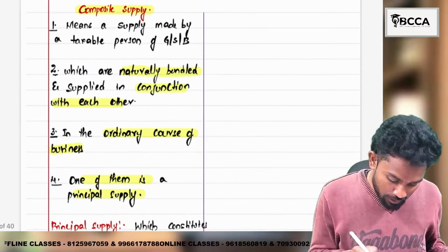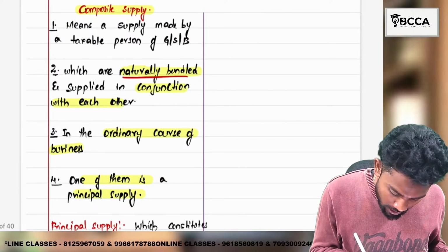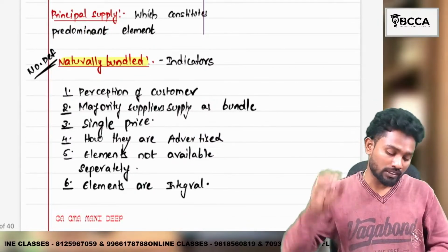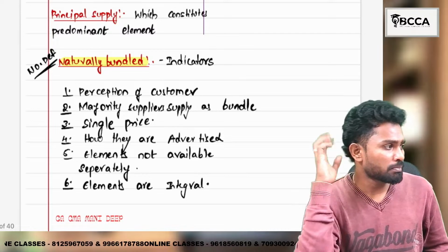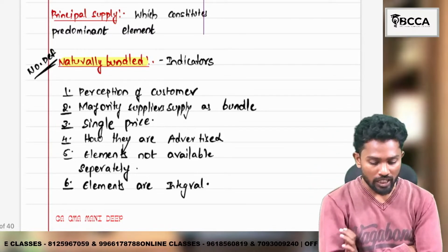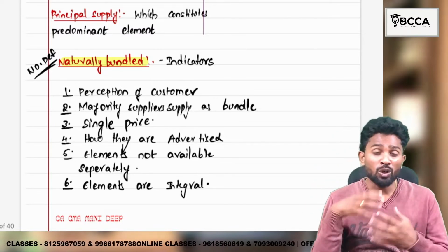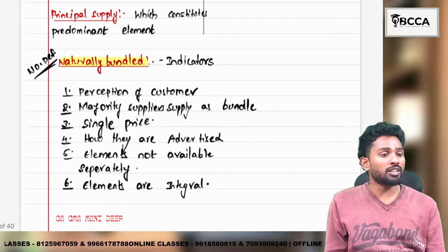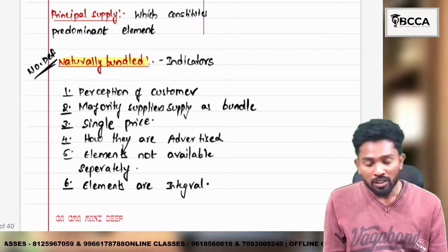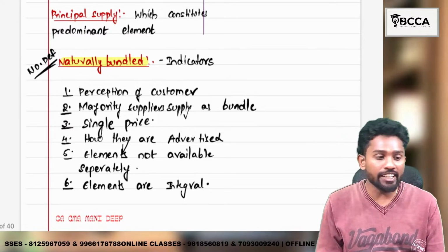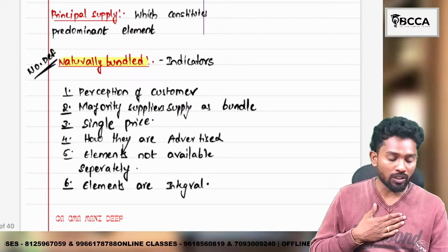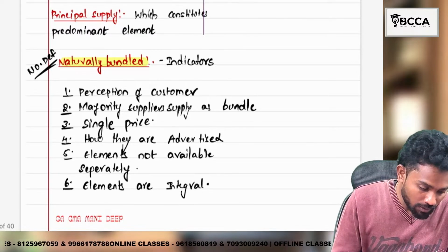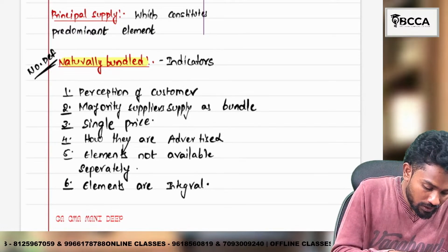Okay. We should check whether it is naturally bundled or not, and there should be a principal supply. For naturally bundled or not, we have six kinds of tests. If any of these points are satisfied majorly, then we could call it naturally bundled. What are those? The perception of customer, how the customer is expecting them, how the majority are doing them, whether it is for a single price or for multiple prices, how they are advertised, how they are available, how they are integrated. All these are tests to decide whether it is naturally bundled or not. You understand, right? Then if these are satisfied, they are called a composite supply. Okay.